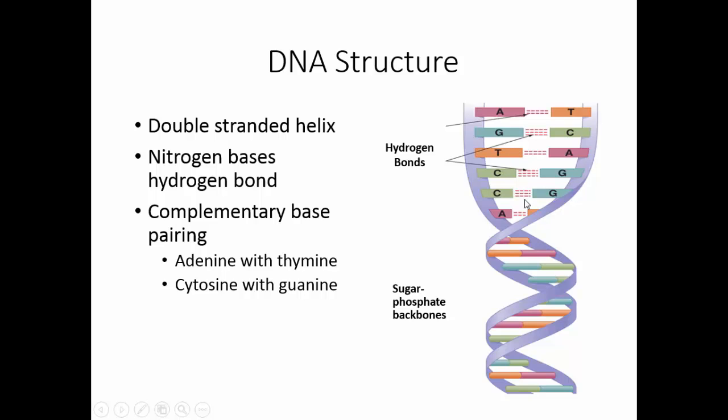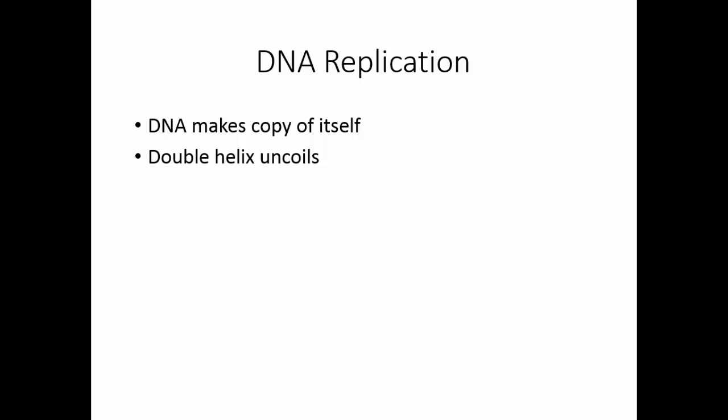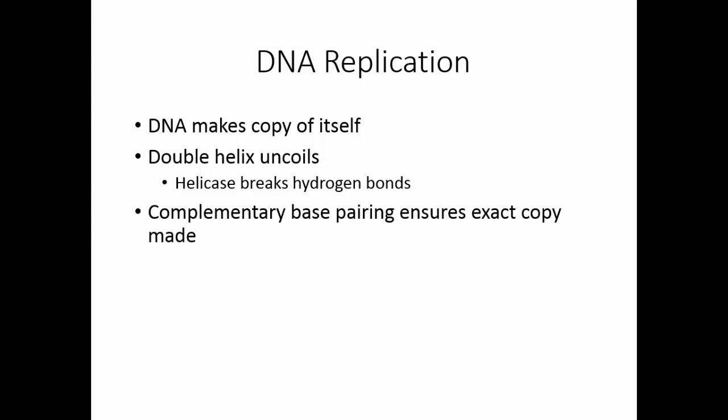This is very important in the way we copy DNA. During DNA replication, DNA makes a copy of itself. First of all, we have to uncoil and unzip that double helix, and there's an enzyme called helicase that does that. Then complementary base pairing occurs. This makes sure that we make an exact copy of the old DNA molecule and we end up with two identical DNA molecules.